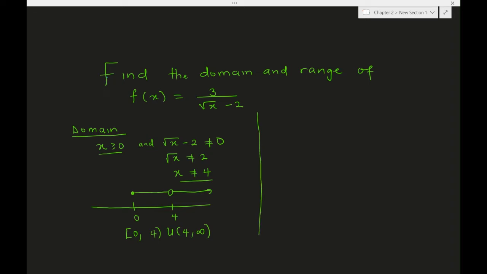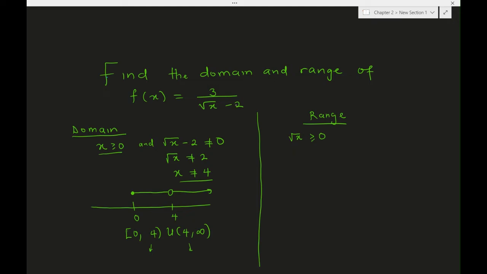Now let's find the range. To find the range of this, we have to consider what the domain is, right? So we can start with this. We have two parts of the domain, so we're going to consider the first part and the second part of the domain, and I'll tell you why. Now, what do we know? We know that root of x is always greater than or equal to 0.